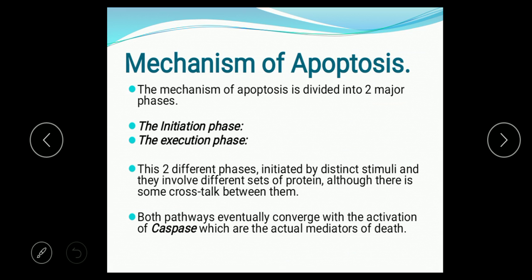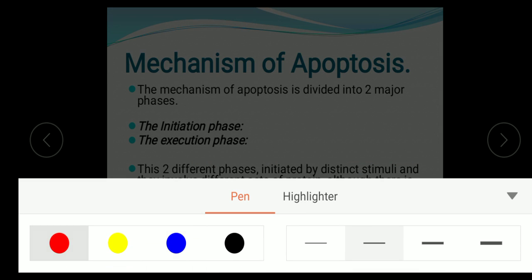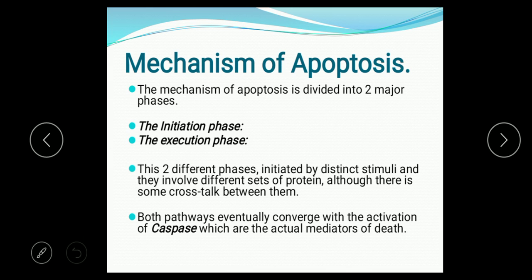Now let's start with the mechanism of apoptosis. The mechanism of apoptosis is divided into two major phases, and this mechanism is very important, guys. You need to understand it very deeply, so pay attention. The phases are the initiation phase and the execution phase.